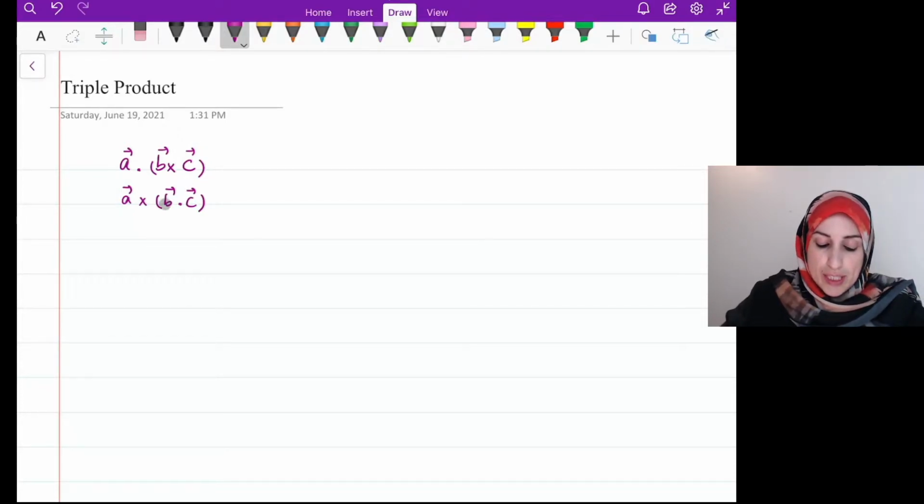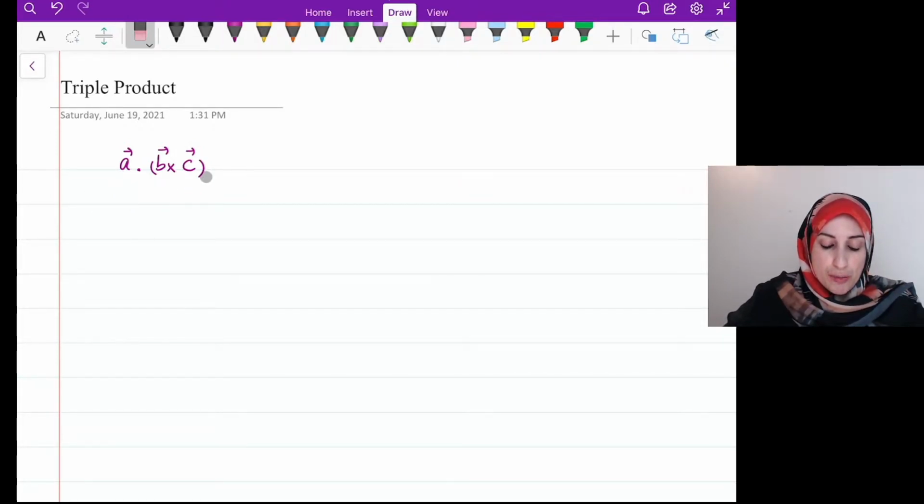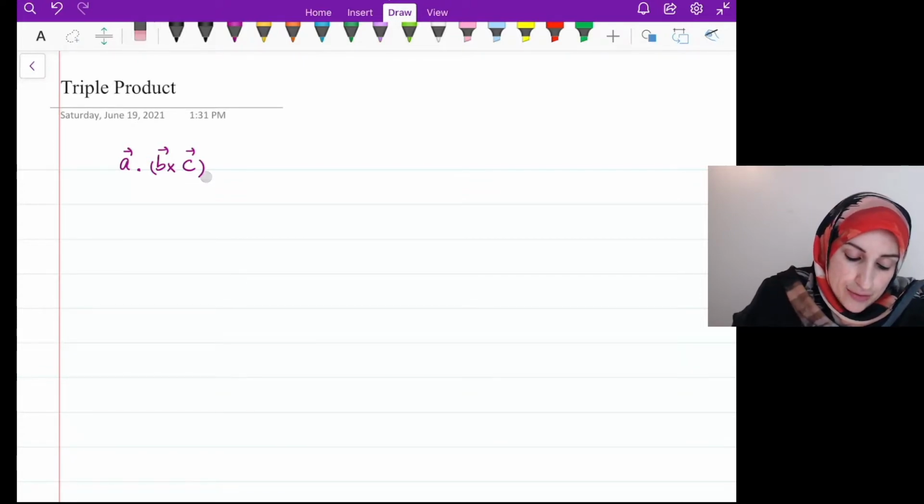Why? It's just because B dot C is a number, the dot product is a number, and a number cross product with a vector is not defined. Okay, so this is called the triple product of them. How do we define that?